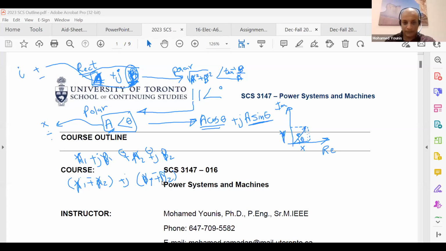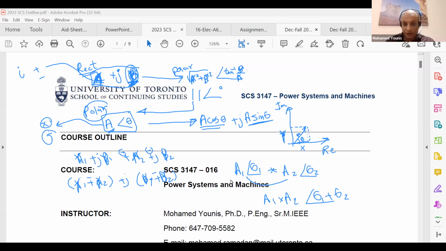Okay, let's do the polar multiplication or division. For multiplication, A1 angle theta 1 times A2 angle theta 2, you multiply the magnitudes, A1 times A2, and you add the angles, theta 1 plus theta 2.